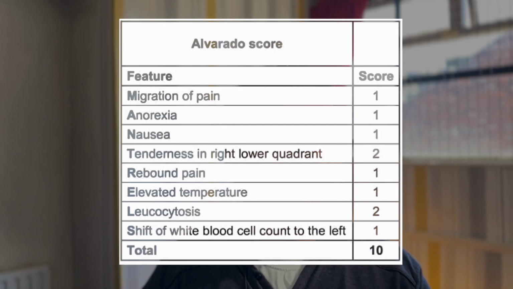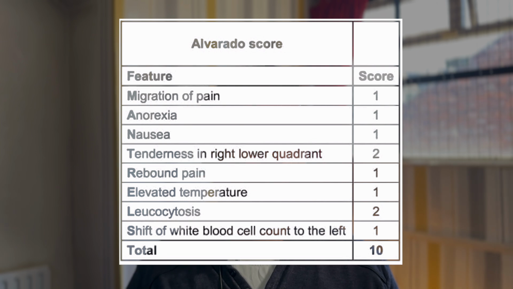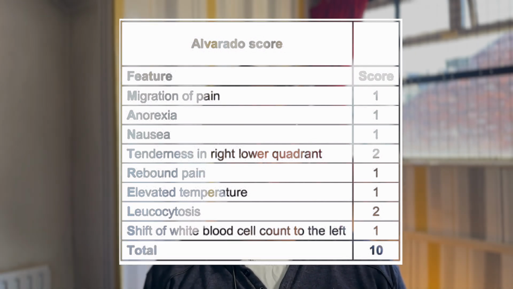Is there a scoring system for appendicitis? Yes, there is. You can use the Alvarado score, which you can use the mnemonic MANTRELS, and it's on the screen right here. And that's essentially it.